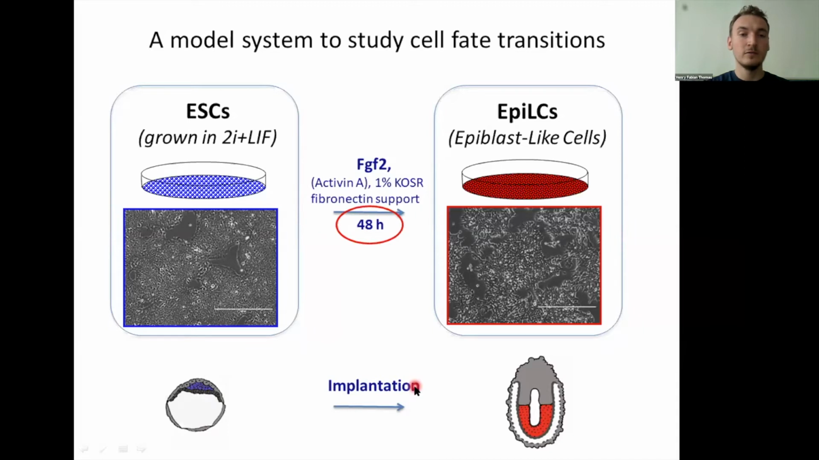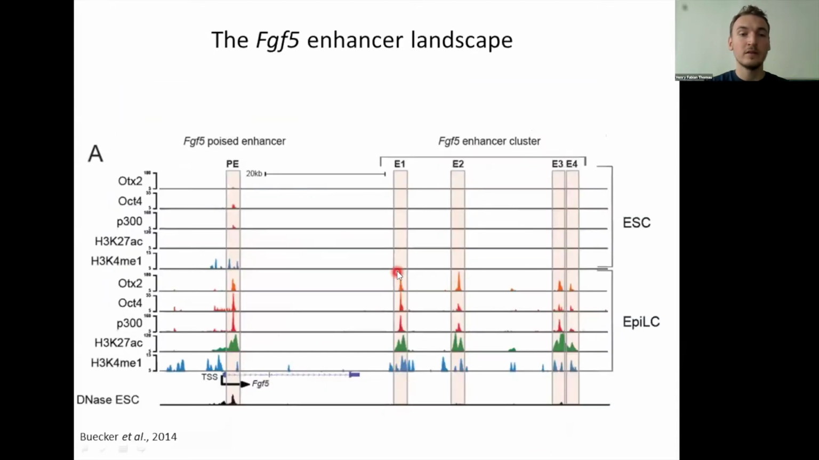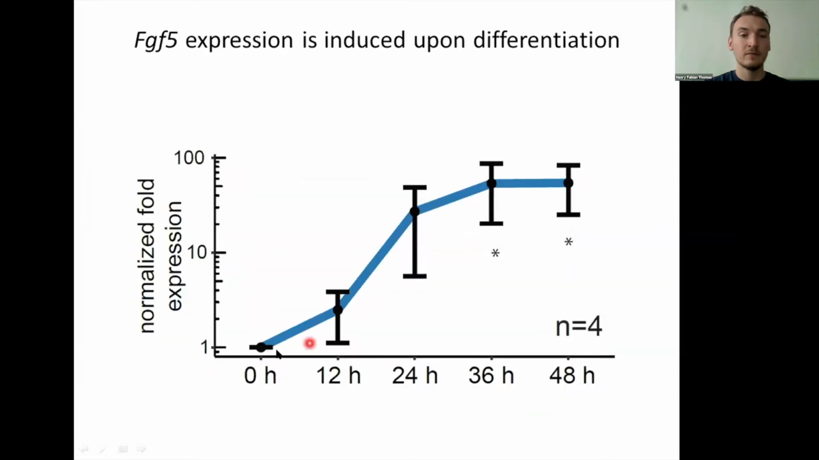So I decided to use the system to focus on a single gene locus, which is the Fgf5 locus. As you see, there are 5 enhancers at this locus, the 4 intergenic enhancers E1 to E4 that are activated upon differentiation, as well as one enhancer within the intron of the Fgf5 gene that we refer to as PE for poised enhancer, because it already shows some signs of activity in undifferentiated cells, but then gets fully activated only upon differentiation. And as you might have guessed from this enhancer landscape, Fgf5 expression is also strongly induced upon differentiation.